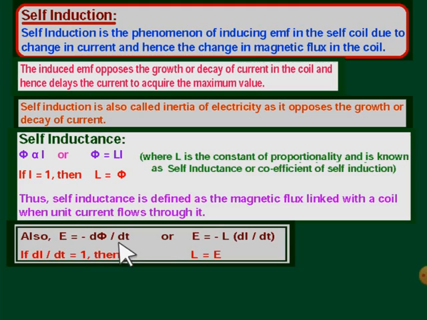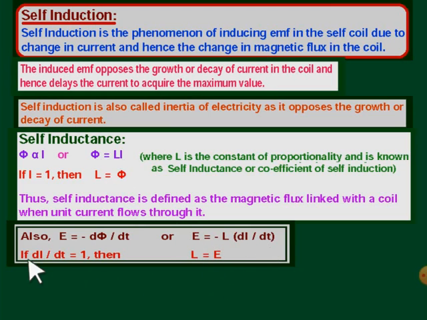Rate of change of magnetic flux. Or if you take it that way, E is equal to minus L di by dt. If you try to differentiate this, then what will it be? d phi by dt will be equal to L di by dt, right? So if you take that L outside, then E will be equal to minus L di by dt.